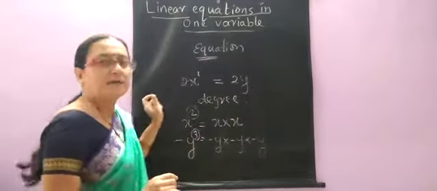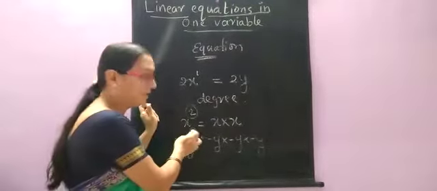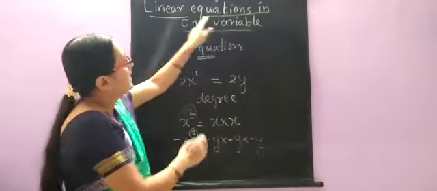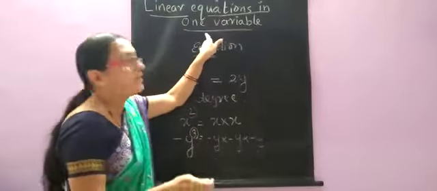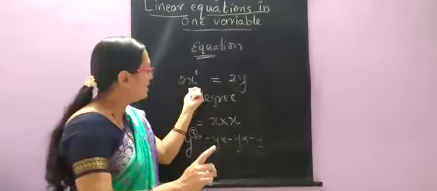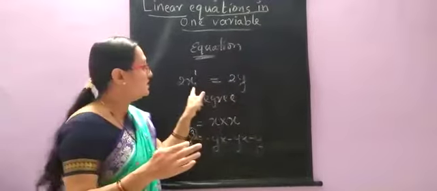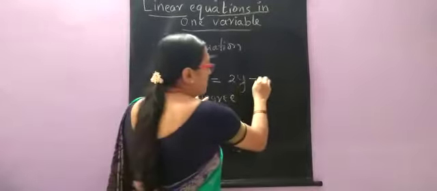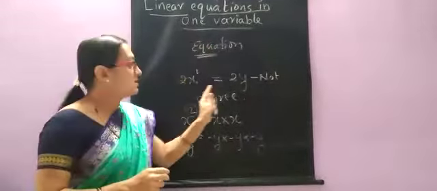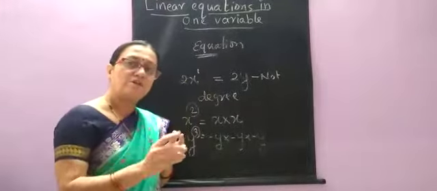Linear equations are the equations which have 1 as a degree. Means there are no 2 or 3 as powers. Powers will be 1. Then they are called linear equations. In one variable means the equation should have only one variable. Here there are two variables. X and y are two different variables. So this is not a linear equation in one variable. It is a linear equation in two variables. So what will be a linear equation in one variable?